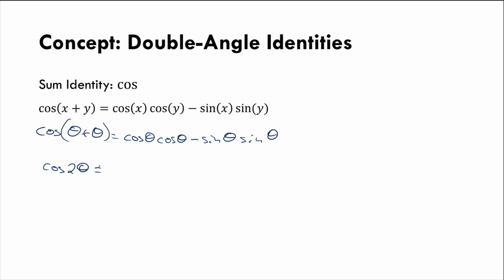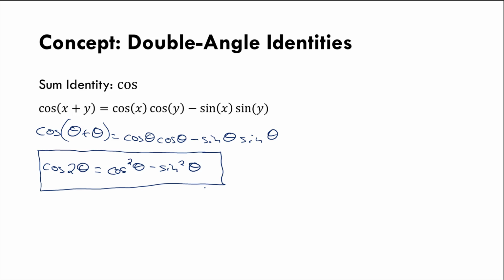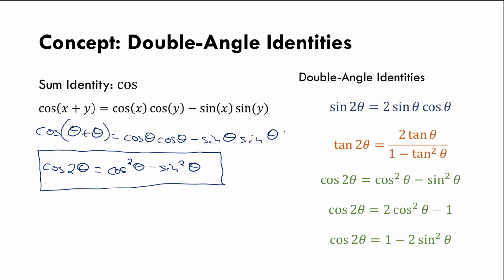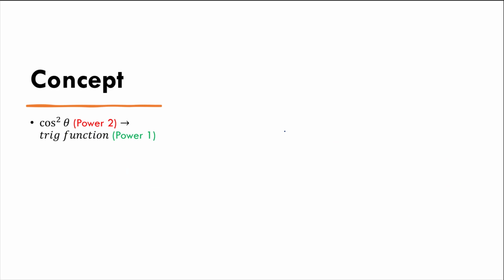What we're left with is cosine of 2 theta equals cosine squared theta minus sine squared theta. That's one of our identities, and we won't prove the rest of them. I'll just go ahead and put them up. Make sure you write them down and understand how to use them, and we'll see some examples in a bit.